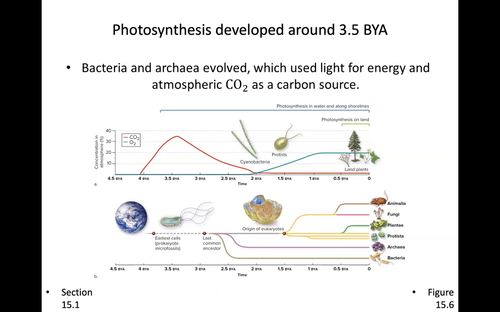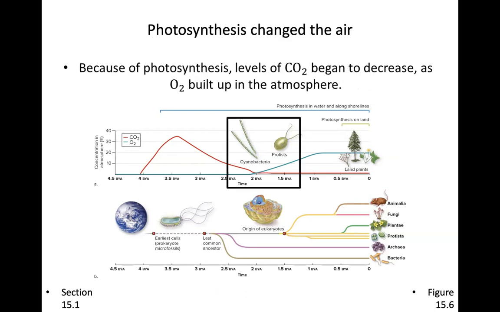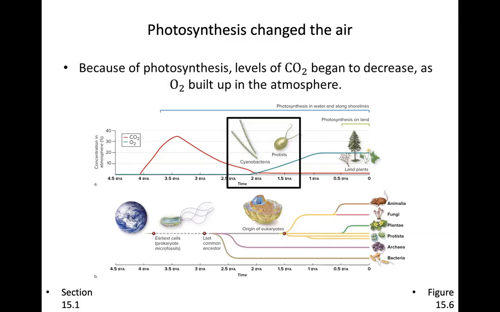Bacteria and archaea evolved, which used light for energy and atmospheric CO2 as the carbon source. This was about 3.5 billion years ago, and this process is photosynthesis. With photosynthesis occurring, this changed the air because CO2 levels began to decrease, and that also allowed for oxygen to increase, which allowed organisms that use oxygen to take shape and start to develop about 2 billion years ago.